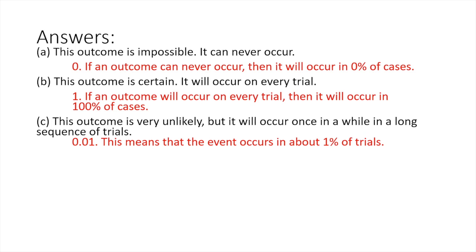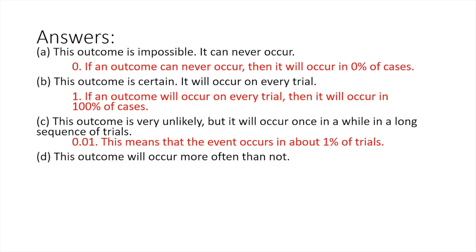C, we're looking for the outcome that's very unlikely, but it still could happen. So that would be 0.01, which means that it happens about 1% of the time. And you see probability like that with, say, drugs that have side effects, things like that. You hear that reported on commercials all the time with the disclaimers, about 1 in 100 or 1%.